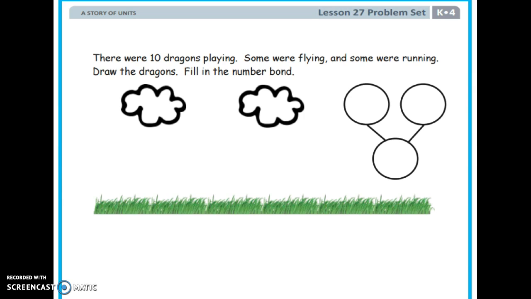There were 10 dragons playing. Some were flying and some were running. Draw the dragons and fill in the number bond. Boys and girls, remember, we're not going to actually be drawing dragons. That would take way too long. So we're just going to be drawing circles right now in our number bond area. So we're drawing 10 dragons. Some were flying and some were running. Draw the circles for the dragons and then please fill in the number bond.